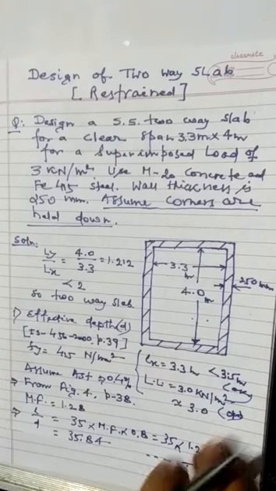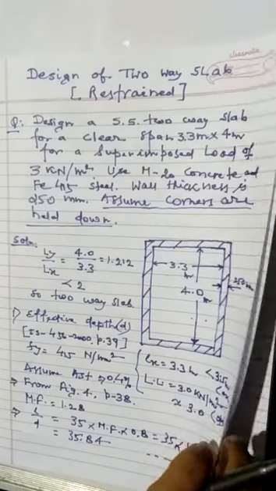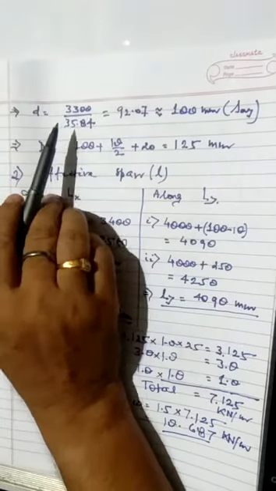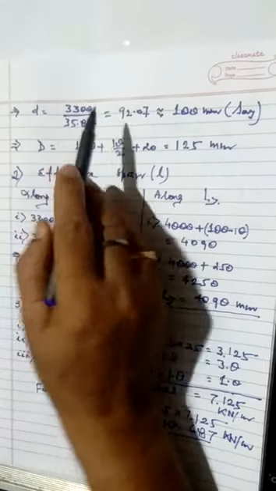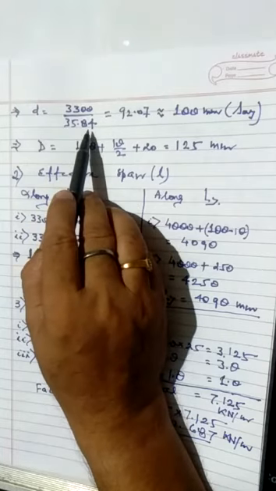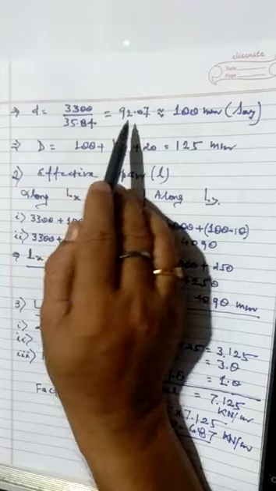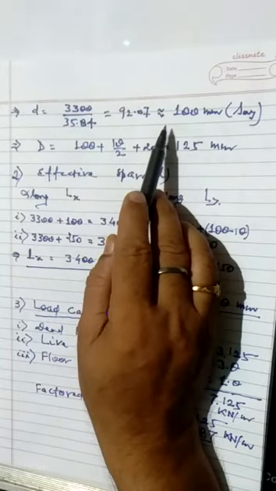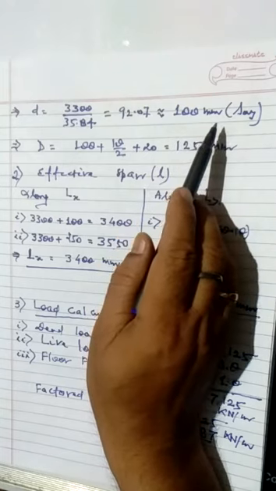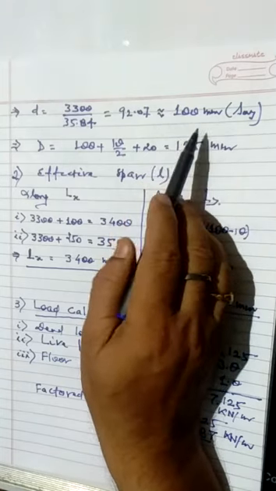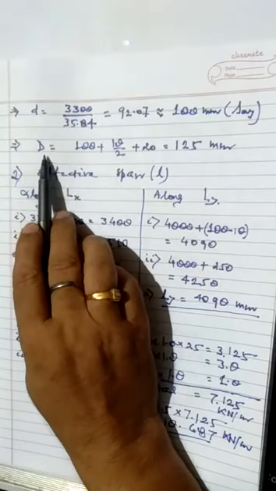So from this ratio we can calculate the effective depth of the slab. So the given Lx is 3.3 meter, that is 3300 millimeter. So divided by this ratio 35.84, we get effective depth equal to 92.07, that is we may take a round value, that is 100 millimeter we can say.